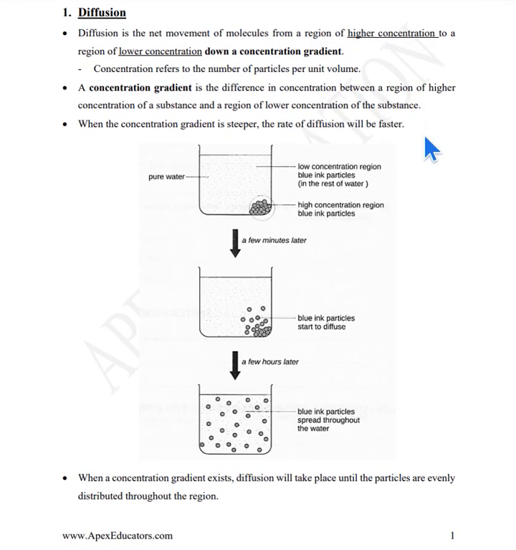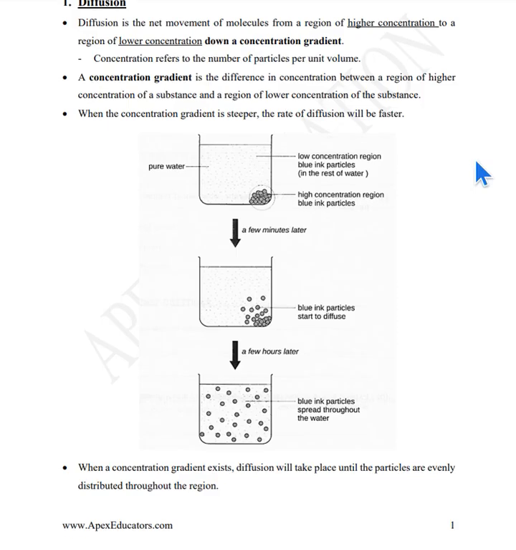Okay, diffusion. You need to tell me there is the net movement of molecules from a region of higher concentration to a region of lower concentration down a concentration gradient. But you need to add one more thing here: until equilibrium is reached. If you don't know how to spell equilibrium, please Google it. And you tell me what a concentration gradient is.